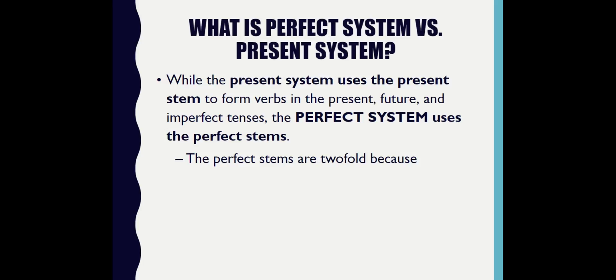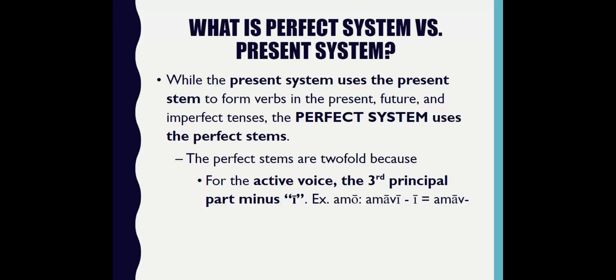There are two stems for the perfect system because one stem is used for active voice and one stem is used for passive voice. So here is our active voice, which is what we will be learning today. We will not learn passive voice for a few more chapters.